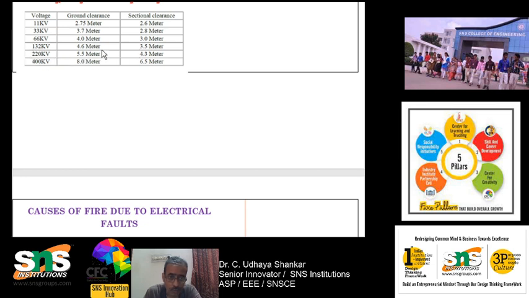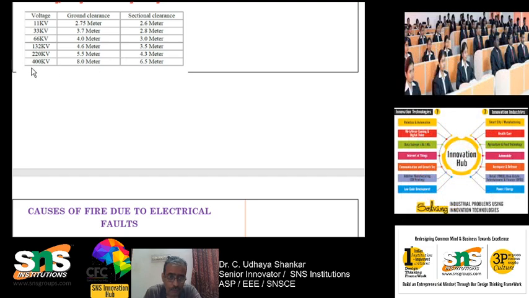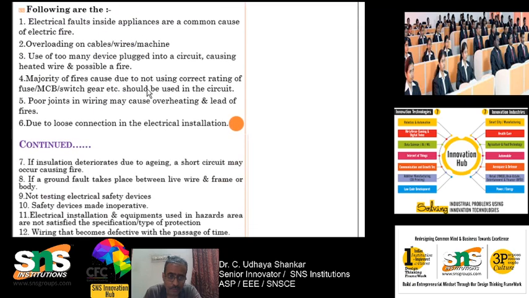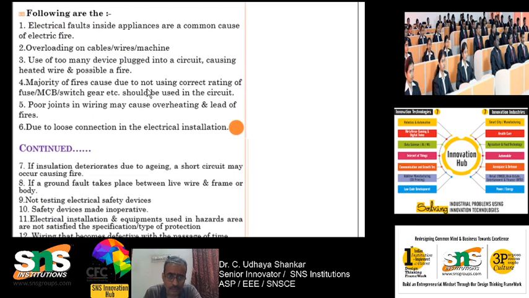For 220 kilovolt, 5.5 meter of ground clearance should be there, and 4.3 meter of sectional clearance should be there. And similarly for 400 kilovolt, 8 meter of ground clearance should be there, and 6.5 meter of sectional clearance should be there. So what are the causes of fire due to electrical faults?